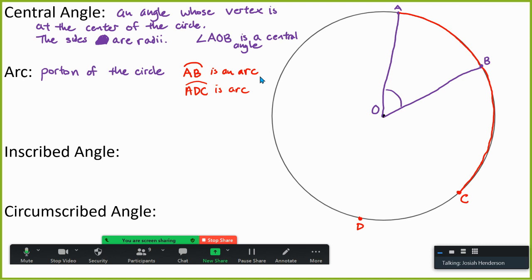So the arcs are not angles, okay? Arcs are the actual edge of the circle. And here's one more thing I'm going to add to our definition on the left under arc. The measure of an arc is equal to its central angle.